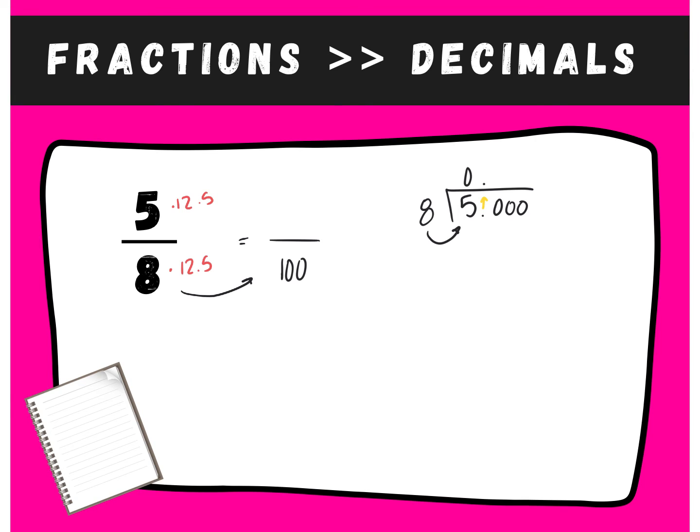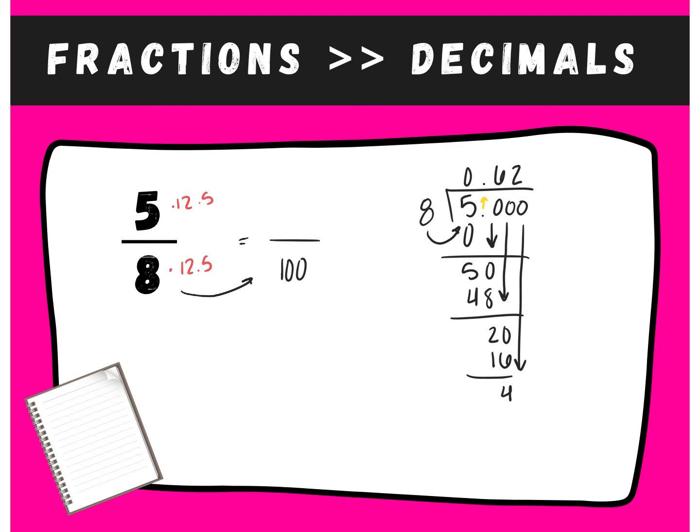Now, 8 times 0 is 0. I can subtract and I'll get 5, and I'll bring down a 0. 8 goes into 50 6 times, which is 48. Subtract and get 2. Bring down another 0. 8 goes into 20 2 times. That's 16. Subtract and get a 4.